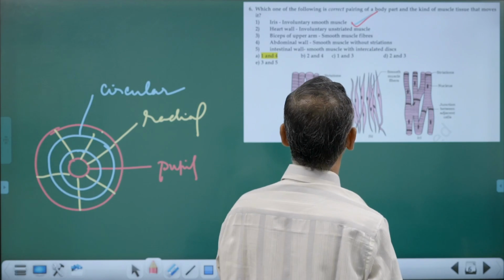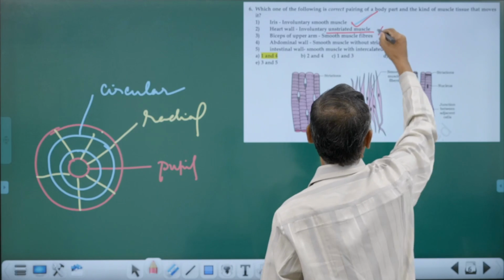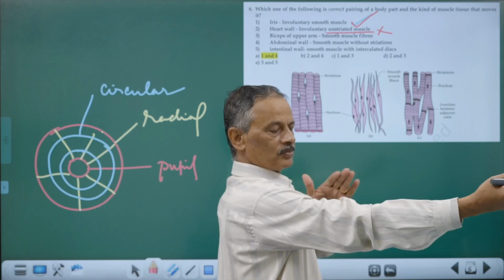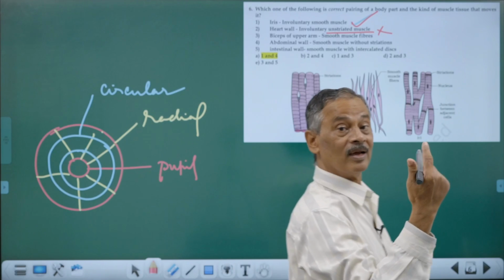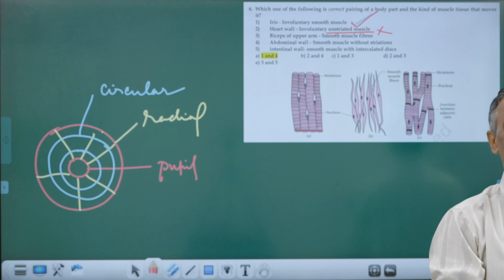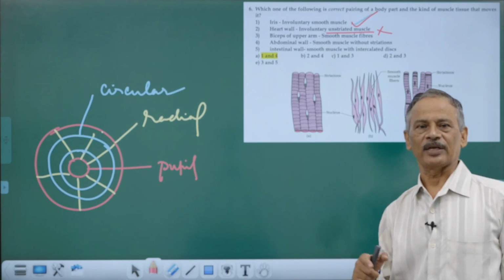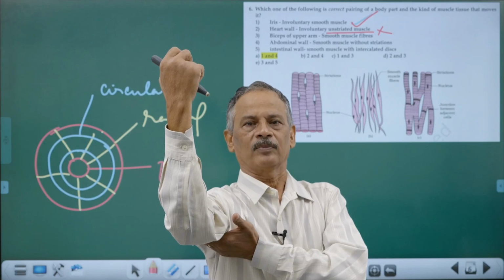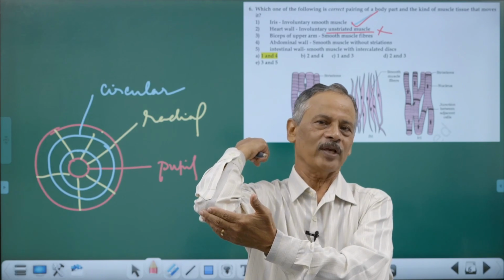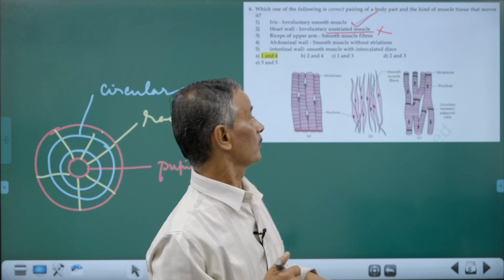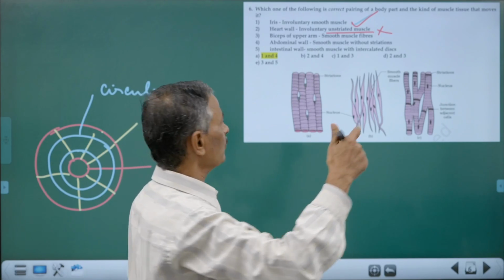Then, heart wall. It is involuntary but unstriated. No, it is striated. This part is wrong. Biceps of upper arm. This is biceps. This is triceps. This is biceps. See, skeletal muscles are working in pairs. Okay, we'll be studying more in the chapter movement and locomotion. Biceps, triceps. Okay, when biceps contract, the triceps distends. Okay, it elongates. Biceps of upper arm, smooth muscle fiber. No, it is connected to the bone, so it is a skeletal muscle.